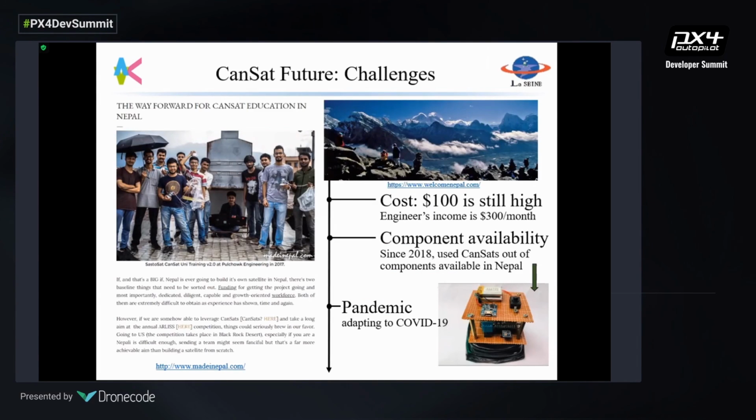So if you look at the future, there are a couple of challenges. First thing is, it cost me $100 to make one of those CanSats. And that's still high because an engineer's income in Nepal is $300. I think this is really funny, probably in Switzerland, but that's the reality back home. So that's a significant amount, right? $100. And another issue I saw was component availability. Let's say I want to buy a Pix Racer in Nepal, it's not possible.